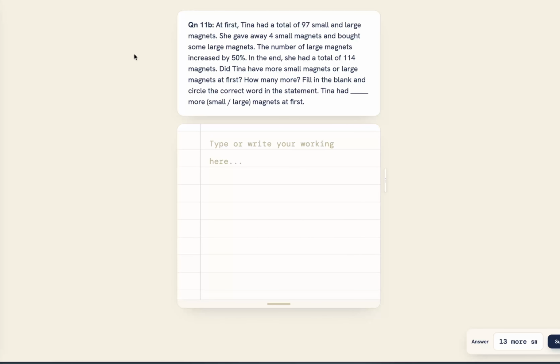So part B over here. Did Tina have more small magnets or large magnets at first? How many more? Fill in the blank and circle the correct word in the statement. Tina had something more small or large magnets at first.